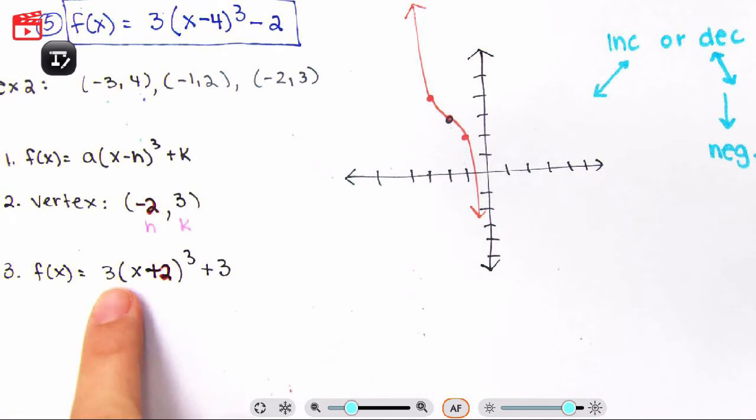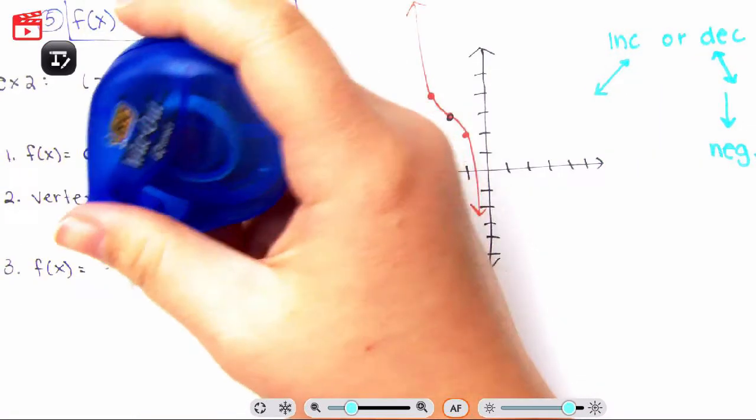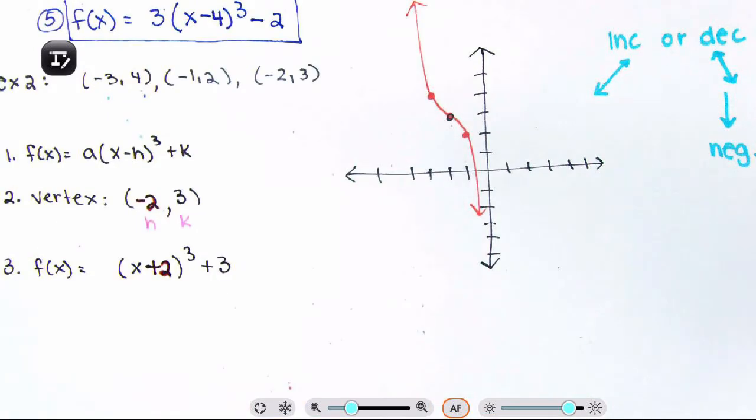I don't know why I put 3 there. That's not right. I think I was looking at the previous example. That's an a. We still have an a there. We don't know what a is. That's our next step. Step number 4, find a.